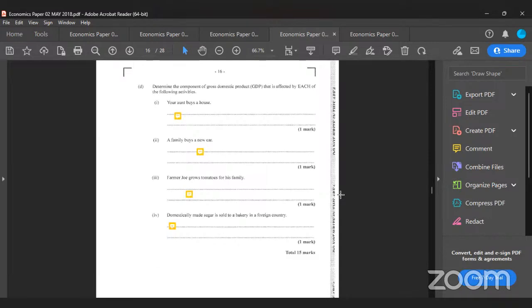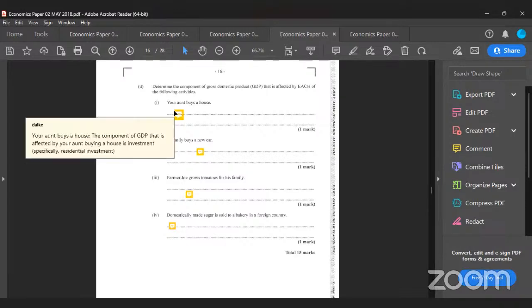Determine the component of GDP that is affected by each of the following activities. So, the aunt buys a house. This is a form of investment, quote unquote, right? And this will cause GDP to go up.